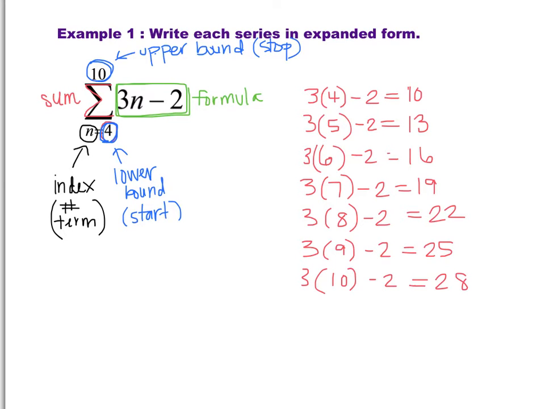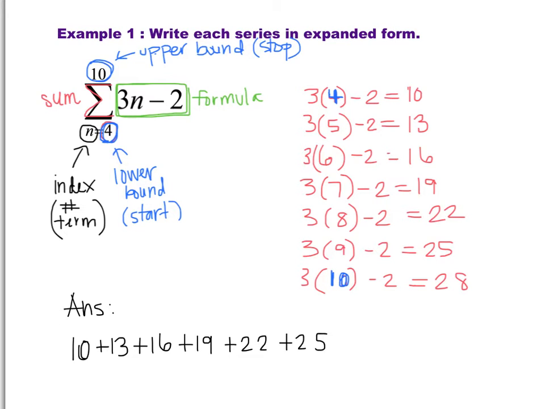So that's just me doing some shorthand here, scratch work, starting with the lower bound, ending with the upper bound, and getting each term of the series. But now I need to write it in expanded form, which tells us we take each term of the series, which we just found here, and add each one. So to write my final answer, I'll write it down here. It's going to be 10 plus 13 plus 16 plus 19 plus 22 plus 25 plus 28. That is our expanded form of that series.